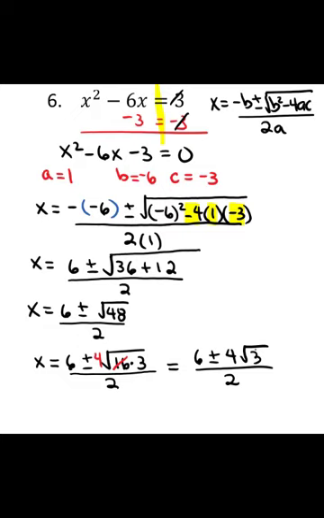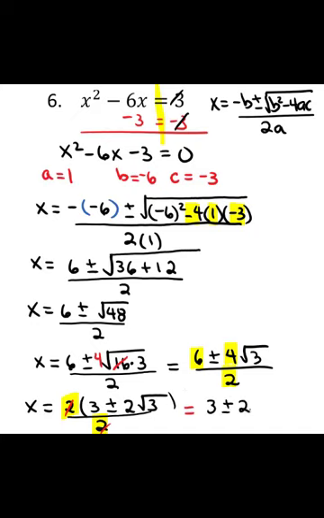And then we're going to simplify our answer, because all three numbers have to have a common factor. I can take out the common factor of a 2 from the 6 and the 4. So 2 times 3 gives you 6, and 2 times 2 gives you 4. And then the 2 in the denominator is going to simplify with the 2 that we factored out. So the answer would be 3 plus or minus 2 square root of 3.